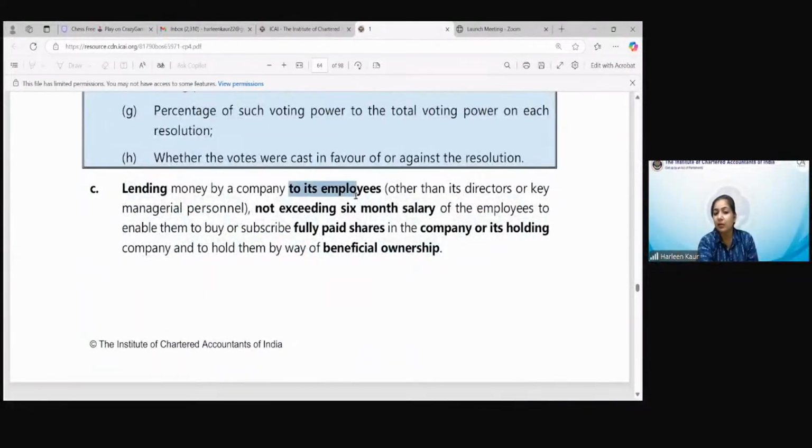Lending money, number 1 point, to its employees. These are the points we just did. You are giving the money to employees not exceeding 6 months salary for buying the fully paid shares in the company or holding company by way of beneficial ownership.